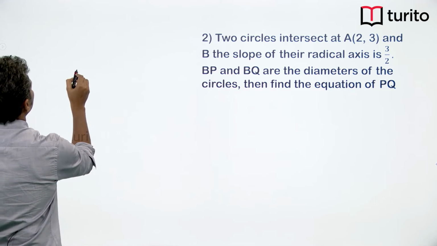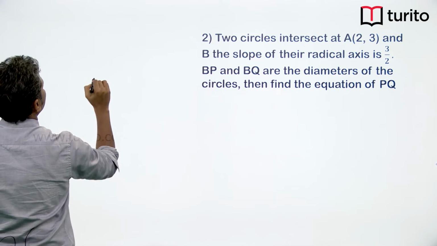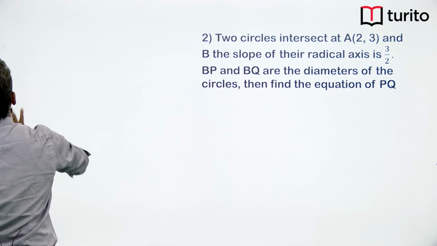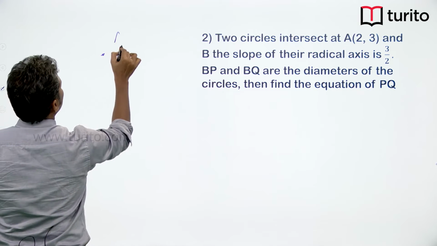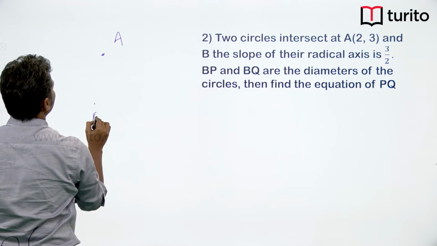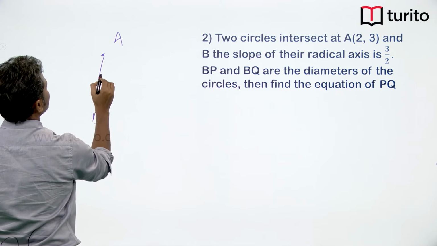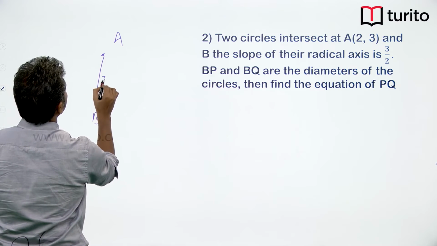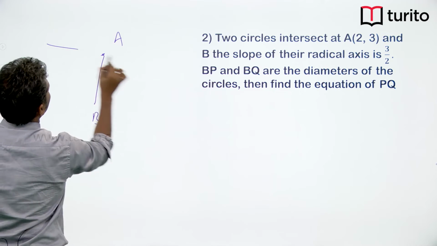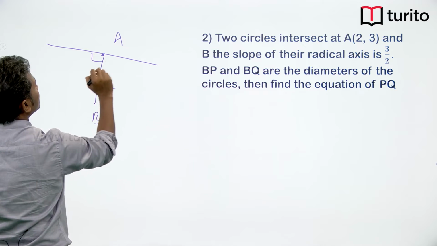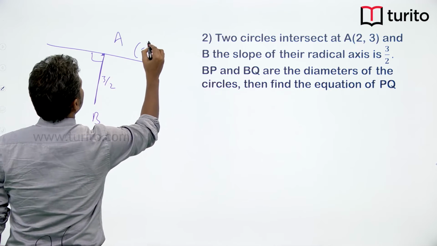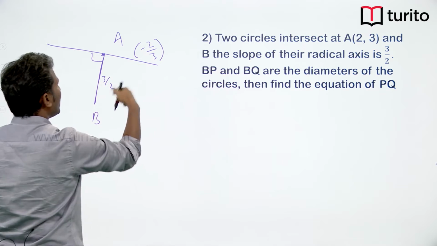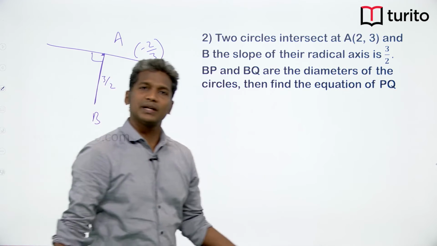So, to solve the problem, we just have to take this was our point A, this was our point B. Now, the slope of this line was given to be 3 by 2. Then the slope of the line which is perpendicular to the AB chord will be given by minus 2 by 3, because you know that M1 into M2 must be equal to minus 1.